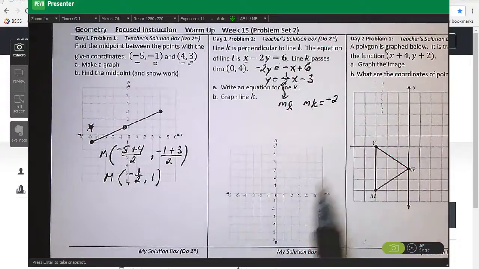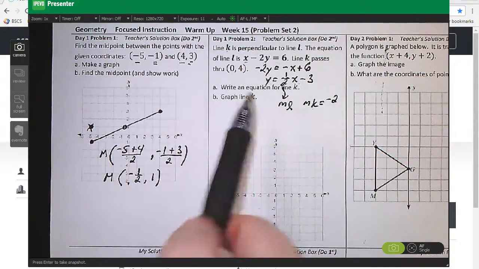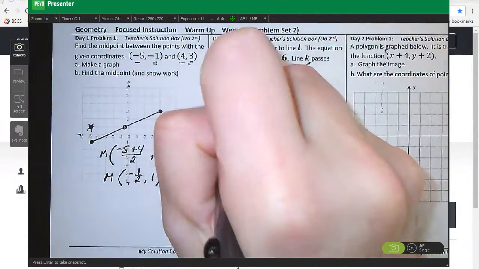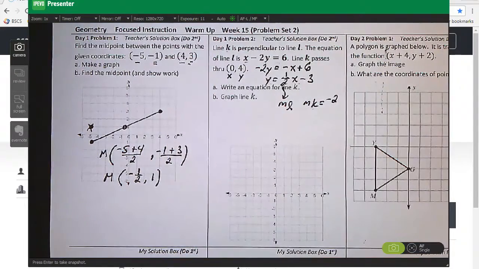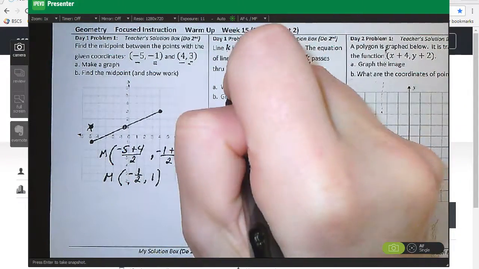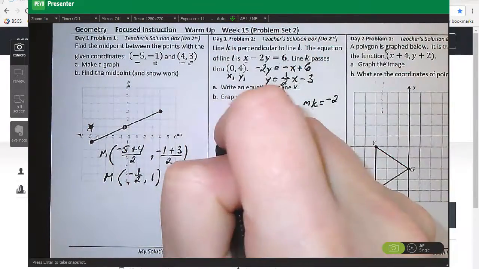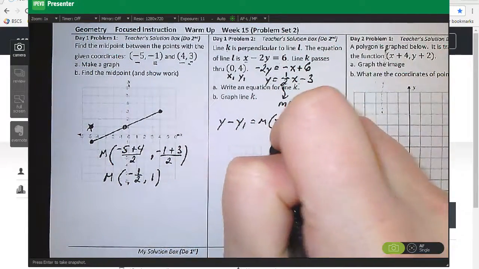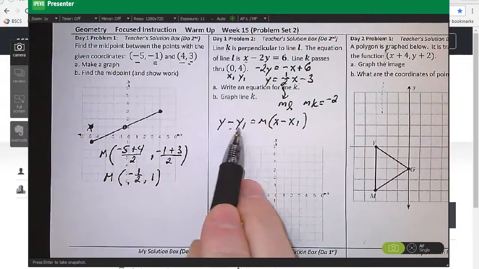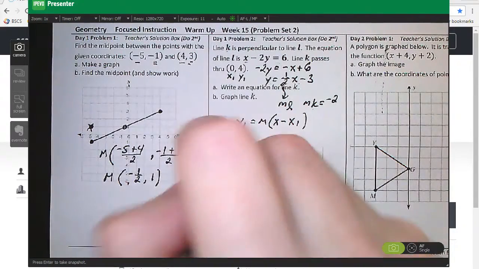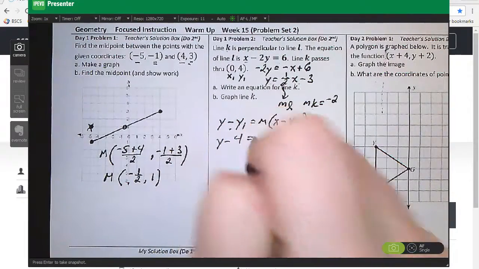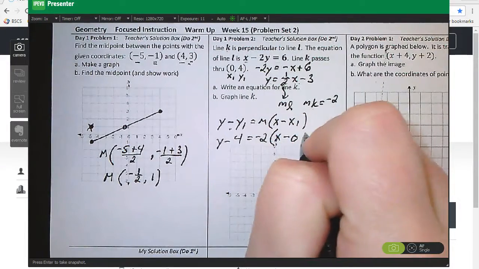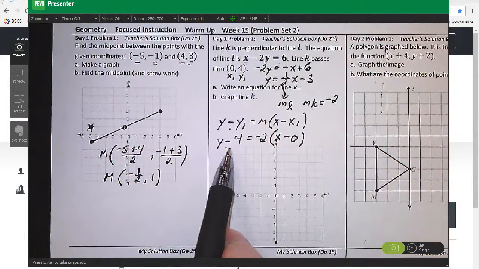Now that we know the slope of line K, we can write an equation for line K. We are given a point on line K, 0, 4. This is the x-coordinate and y-coordinate of a point on line K. We could call it x1, y1. So y minus y1 equals m times x minus x1. This is the point slope formula that we're going to follow to get our answer. Y minus 4 equals -2 and then x minus 0. Here is the equation of line K.